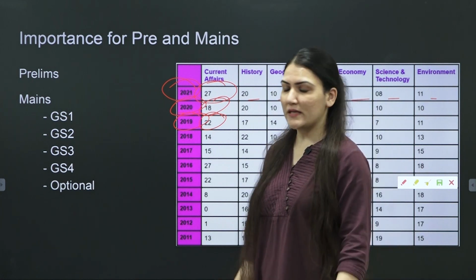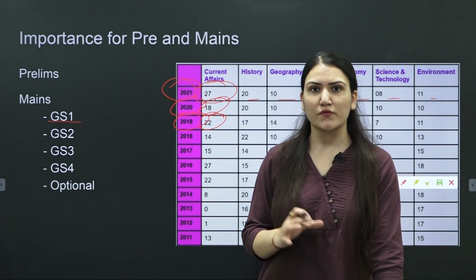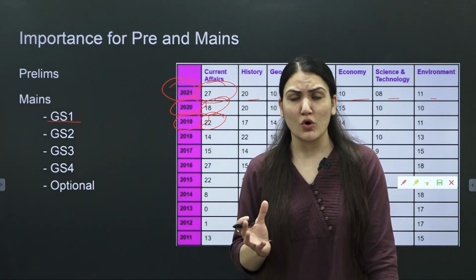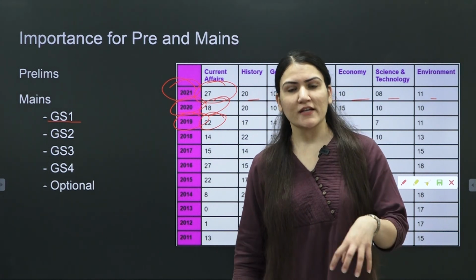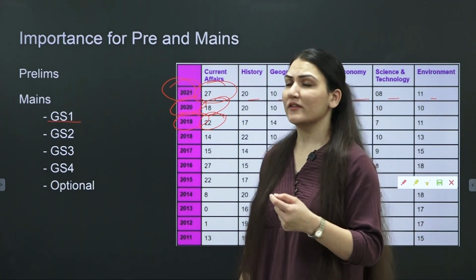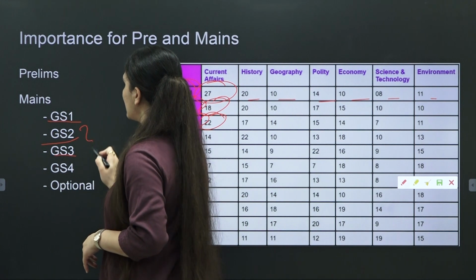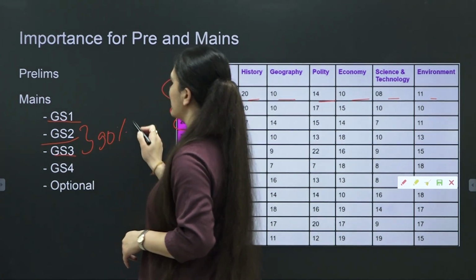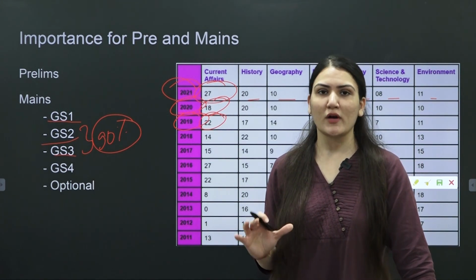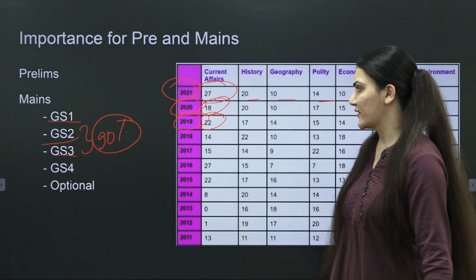And when it comes to mains, some portions of GS1, especially geography related areas, and also in modern India history, some birth anniversaries, etc. might be coming up, and that will give you cues with regard to all of these things. Then comes GS2, GS3. In these subjects, around 90% of the questions can be easily cracked if you have a good grasp over your current affairs, which is going to be embedded in your static.